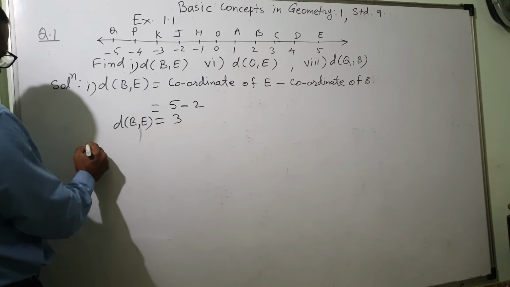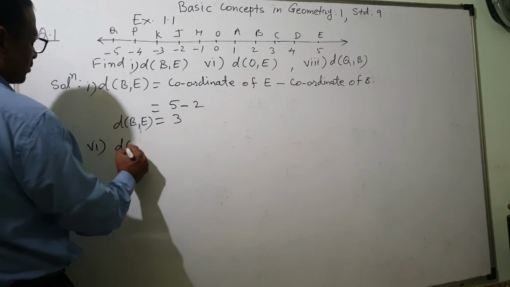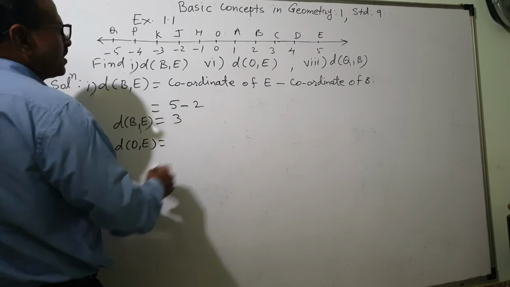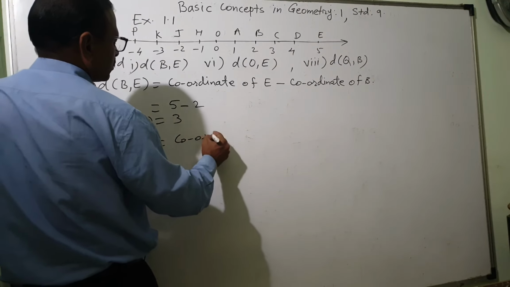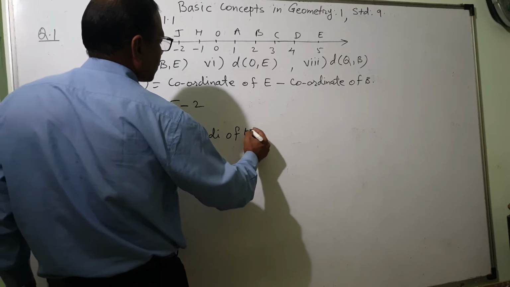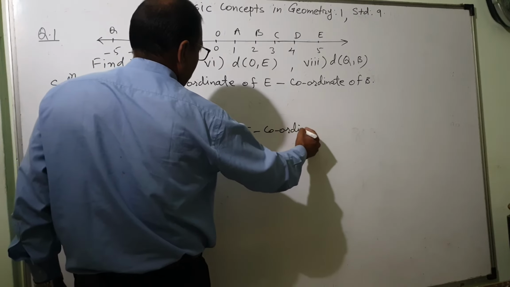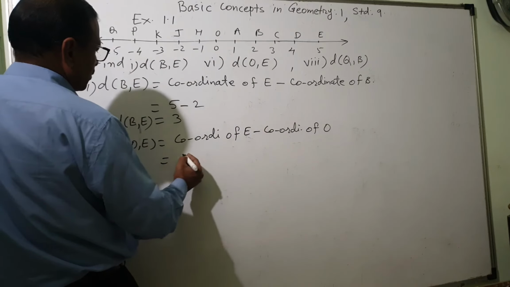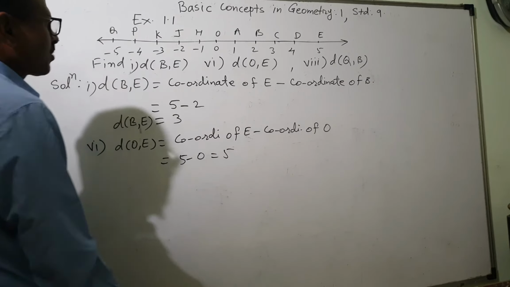Now number 6, I will take distance OE equal to, which is bigger? E is bigger. Coordinate of E minus coordinate of O. That is equal to 5 minus 0 and that is equal to 5. You have to write it properly.